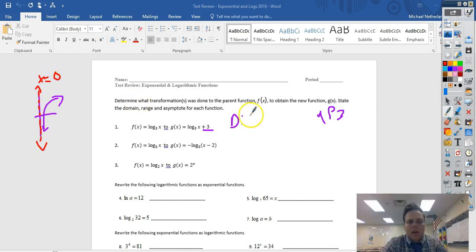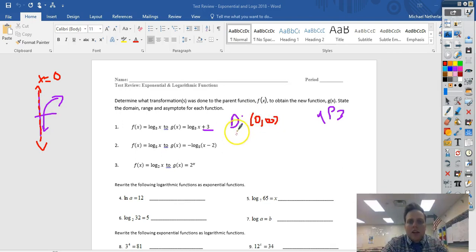Okay, so let me ask you something. Does moving the graph up 3 affect my domain? No, my domain, as far left as it can go, is still going to be x being 0, and it's going to go forever to the right. So we can say parentheses 0 to infinity.